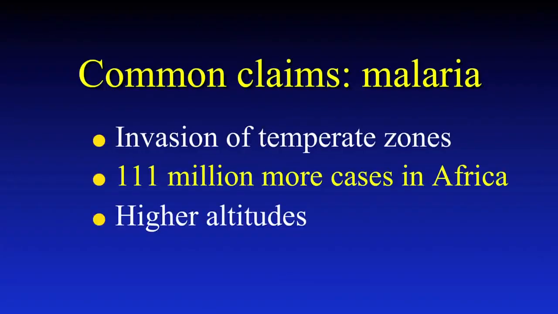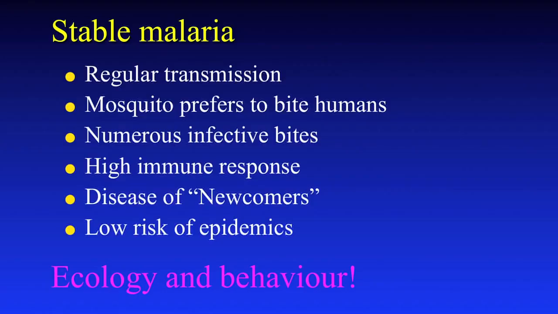Well, one of the nice quotes I have from about the 1920s was people were asking, why is it that we've been able to get rid of malaria from the south of France, but it still exists in the north of Germany? 111 million more cases in Africa, that is IPCC. I won't talk about stable malaria. All you need to really, because I actually took these slides out yesterday.